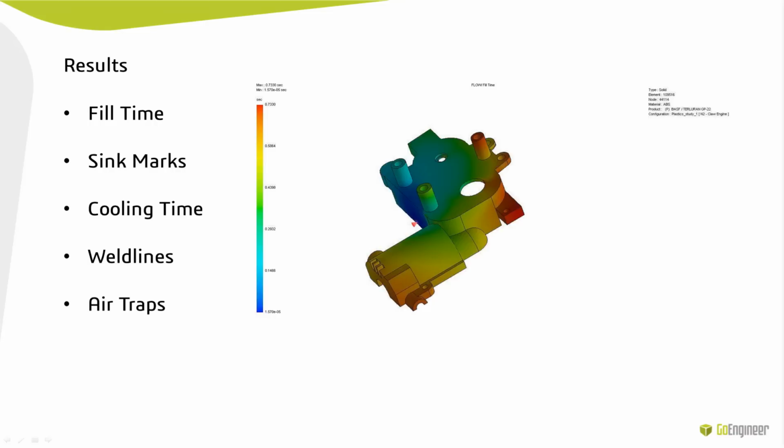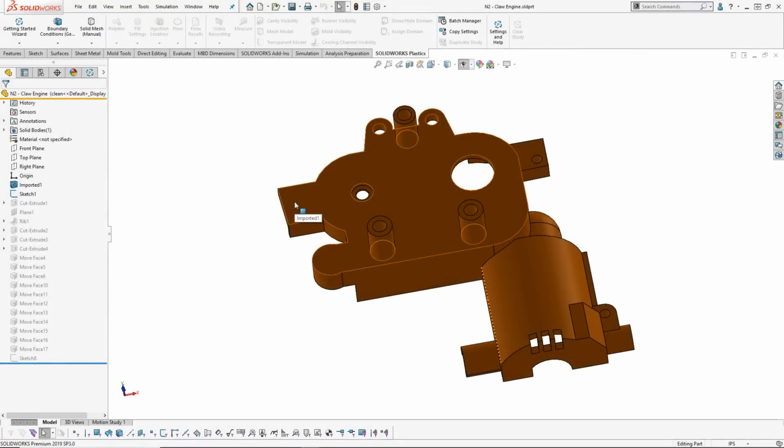And then finally, air traps on the model. Air traps are areas on the model that indicate where air may become trapped, usually the last places to fill in a part. So I'll show you on this model how that's identified as well. So I've got this model. SOLIDWORKS Plastics is an add-in in SOLIDWORKS, so it works within the SOLIDWORKS interface.